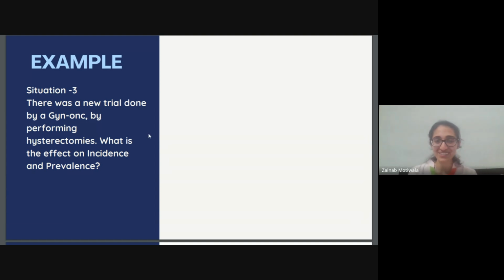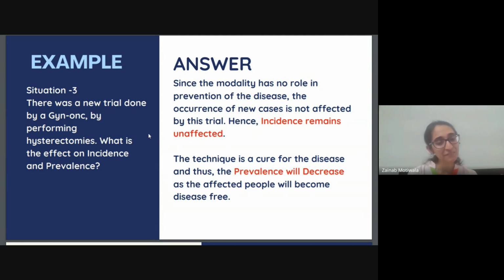Wonderful. Y'all have got it all right. So as you all have mentioned, incidence would remain unaffected because the modality, that is hysterectomies, has no role in the prevention or the formation of the new disease. So therefore, incidence remains unaffected. While this technique will cure the disease and affected people can become disease-free, and therefore that would decrease the prevalence. So incidence remains unaffected while prevalence will decrease in this particular example.